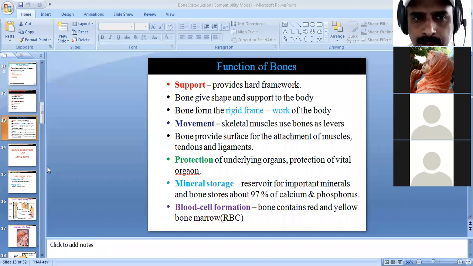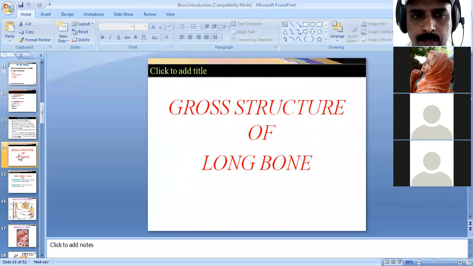We have dealt with the definition. Then I told the classification of bone. It is classified under 4 categories: according to shape, according to region, according to development, and according to structure. So these are the 4 broad classifications you come across. Then next comes the gross structure of the long bone.